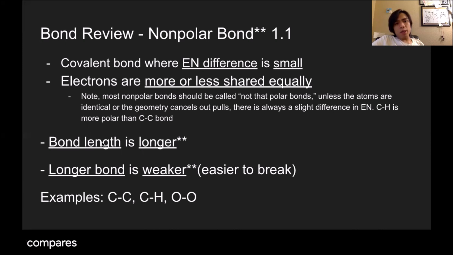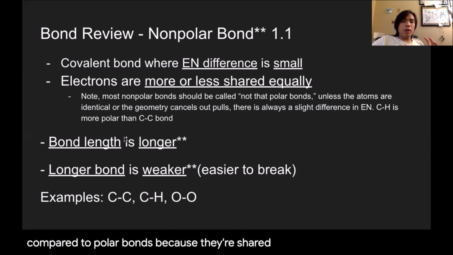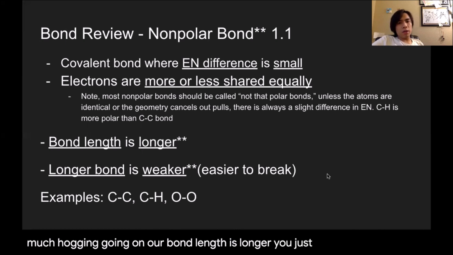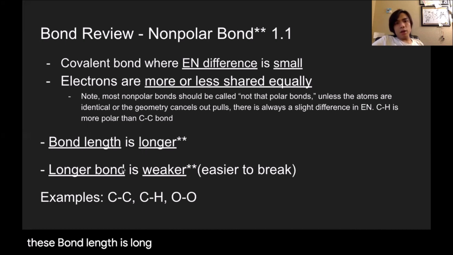And compared to polar bonds, because they're shared equally, there's not really much hogging going on. You want to know these. Bond length is longer, and because it's a longer bond, it's weaker, which means that it's easier to break. So examples will be carbon-carbon, carbon-hydrogen, oxygen to oxygen.